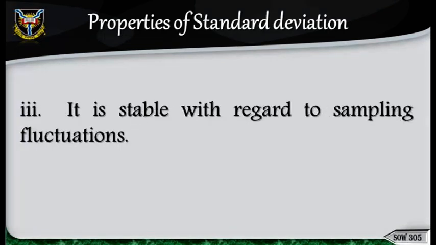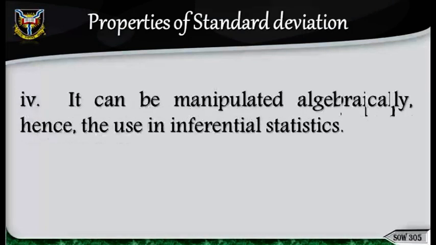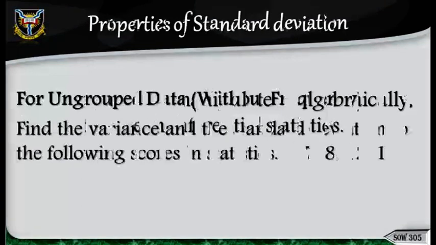3. It is stable with regard to sampling fluctuations. This makes it useful for reporting variability. 4. It can be manipulated algebraically, hence its use in inferential statistics.